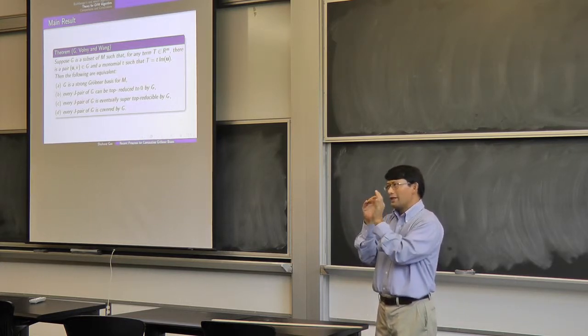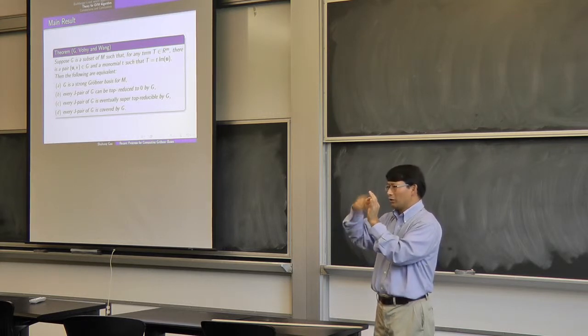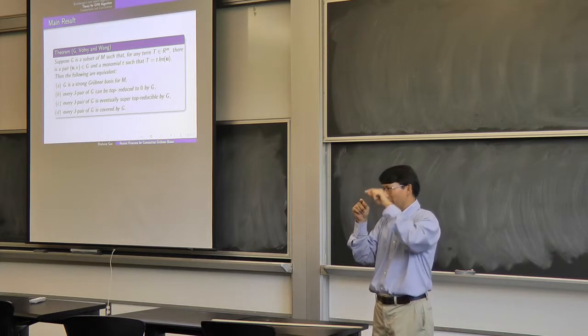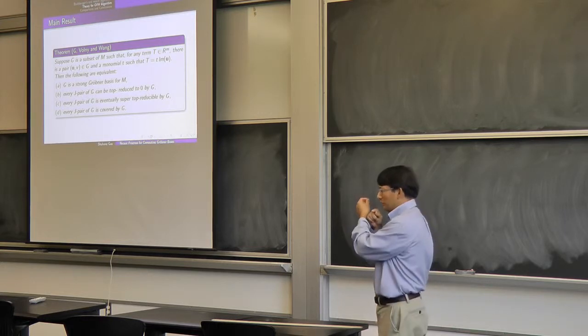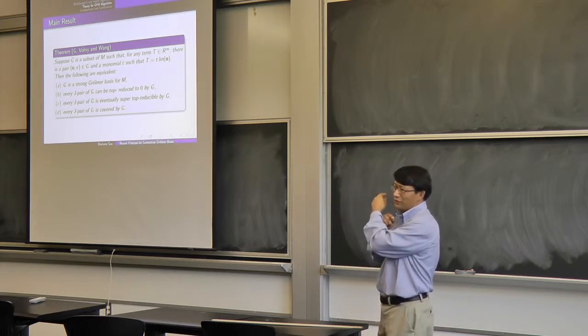Well, now I check if it can be super top reducible. That means I can still do reduction, but the signature will get smaller. If it's super reducible, then I say it's called eventual super top reducible. Otherwise, it's not super reducible.